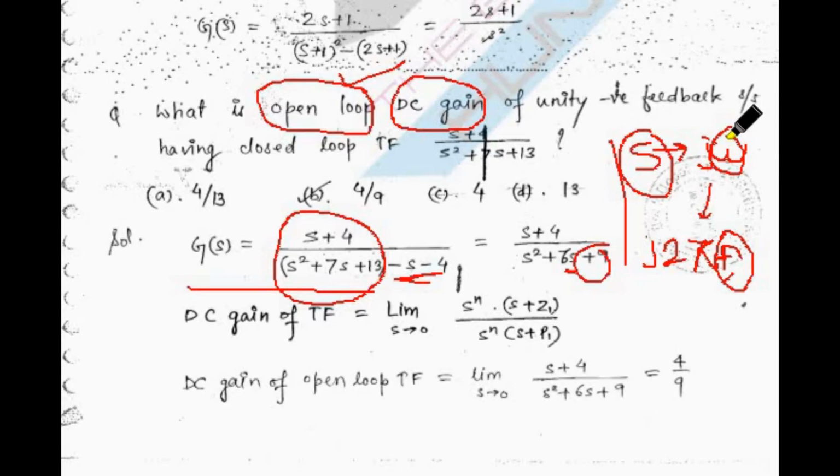So if omega is 0, then total s should be 0. So that is what I am doing here, because the limit s tends to 0. Understood what I want to say for DC gain? Okay, right. So now the first target we have already achieved.